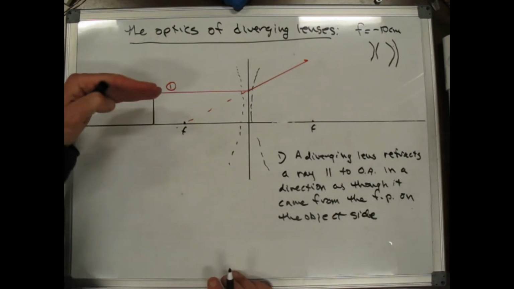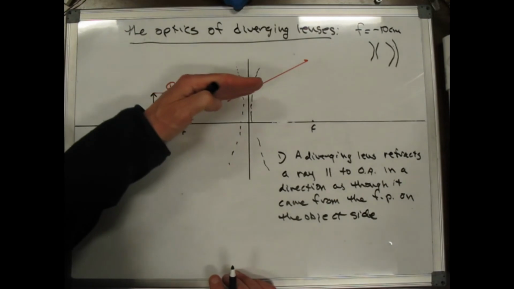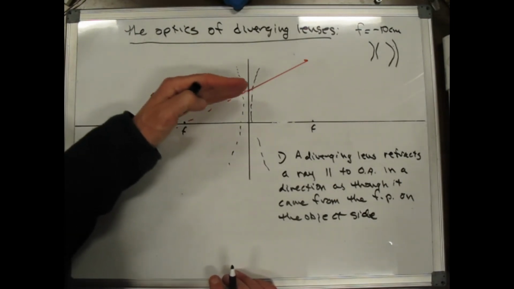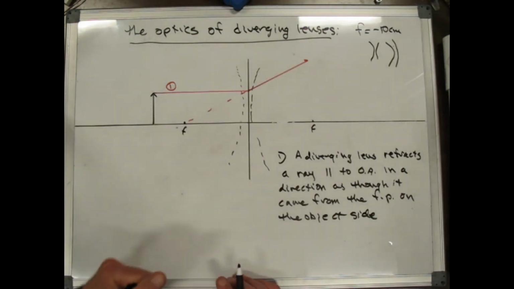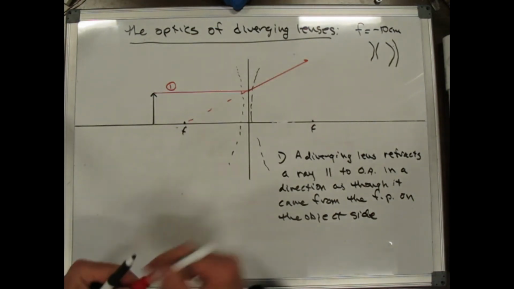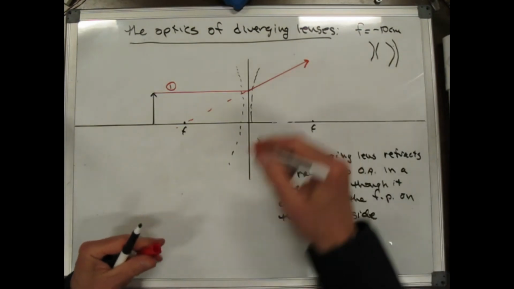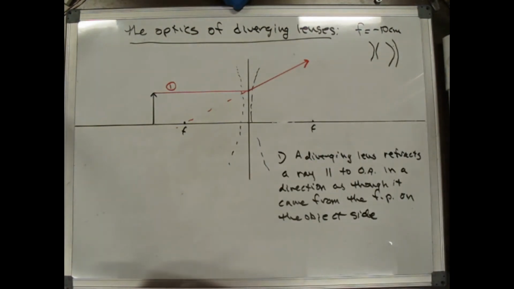So, if that makes sense, a diverging lens refracts the ray coming parallel to the optic axis in a direction as though it came from the focal point on the object side. And so that's what a diverging lens does, right?